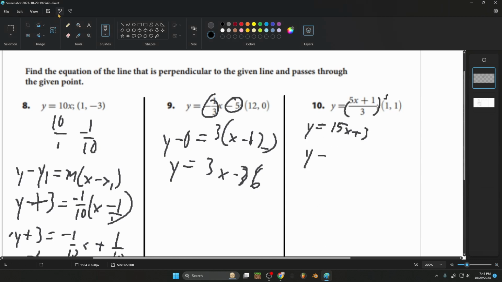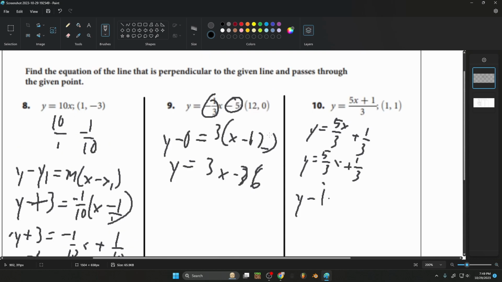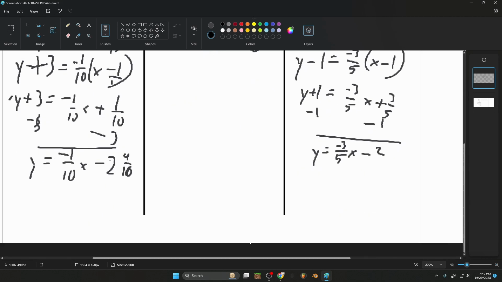Let's go. This one is kind of tricky. So y equals, we could do 5x divided by 3 plus 1 over 3. And y equals 5/3 x plus 1 over 3. Negative reciprocal. So y minus 1 equals -3/5 x minus 1. Y plus 1 equals -3/5 x plus 3/5. Subtract the 1, y equals -3/5 x minus 2/5.